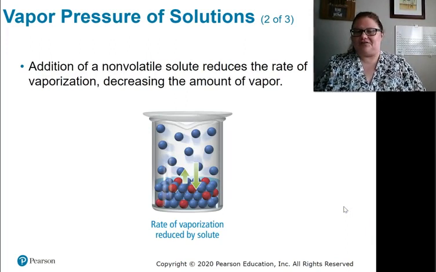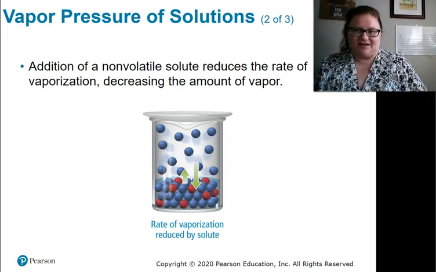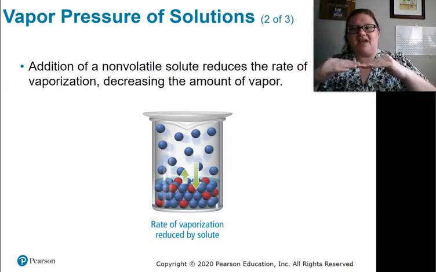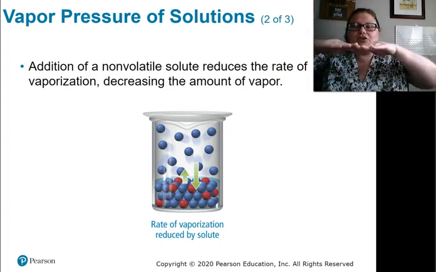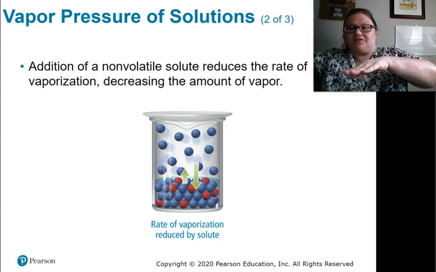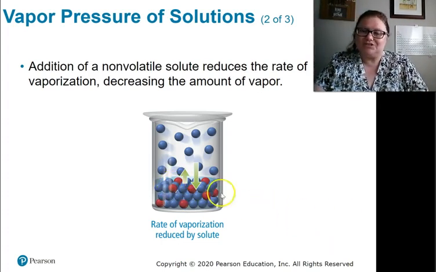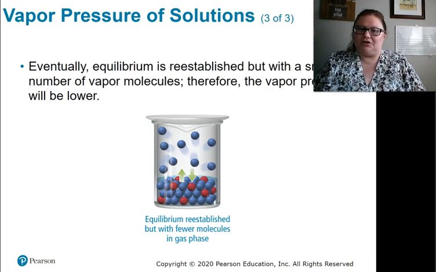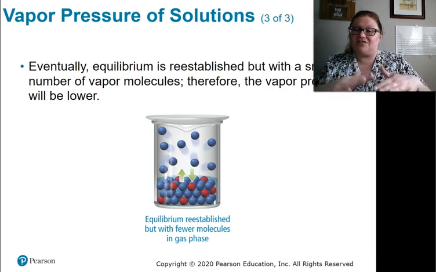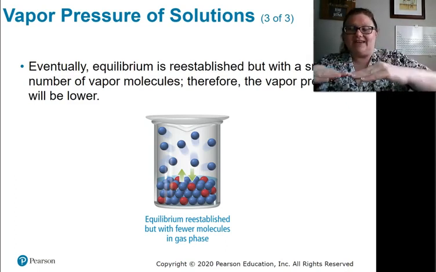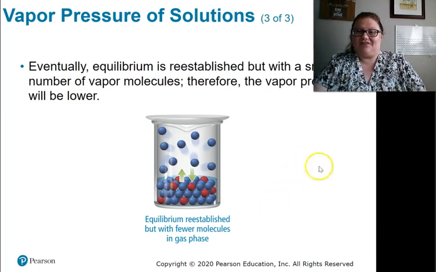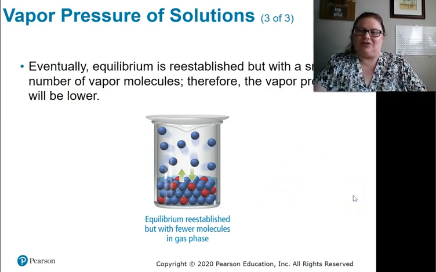So if I add a non-volatile solute, that's all we've been doing so far, so it's not changing anything. It's going to reduce the rate of vaporization because there's less solvent molecules up against the air in the container to evaporate. So it's like the solute is blocking them from releasing from the liquid phase into the gas phase. Okay, so we can see the solute here as red, and they're just kind of blocking the way. All right, so eventually we'll get equilibrium, but there's going to be a smaller number of vapor molecules, so the vapor pressure is going to be lower because that solute prevented more of the solvent from going into the vapor phase, so there's less vapor pressure. And so that's how it occurs. So the solute is blocking the solvent molecules from leaving.